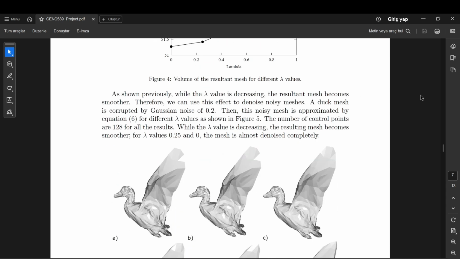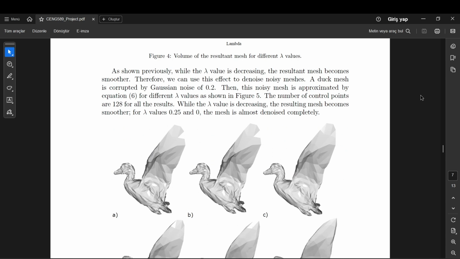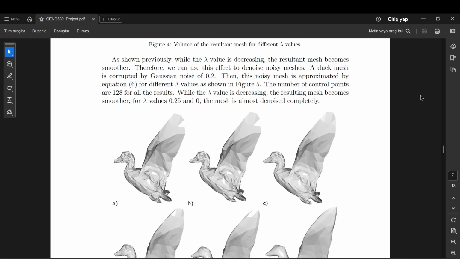And as shown previously, while the lambda value is decreasing, the resultant mesh becomes smoother. Therefore, we can use this effect to denoise noisy meshes. A dot mesh is corrupted by Gaussian noise of 0.2. Then this noisy mesh is approximated for different lambda values.